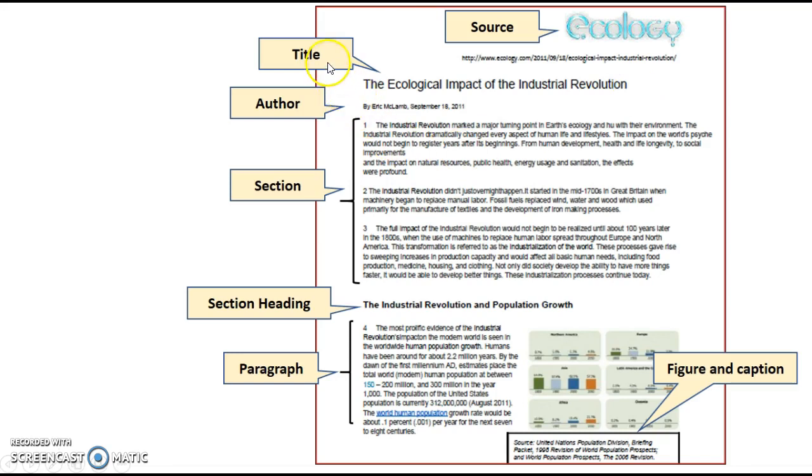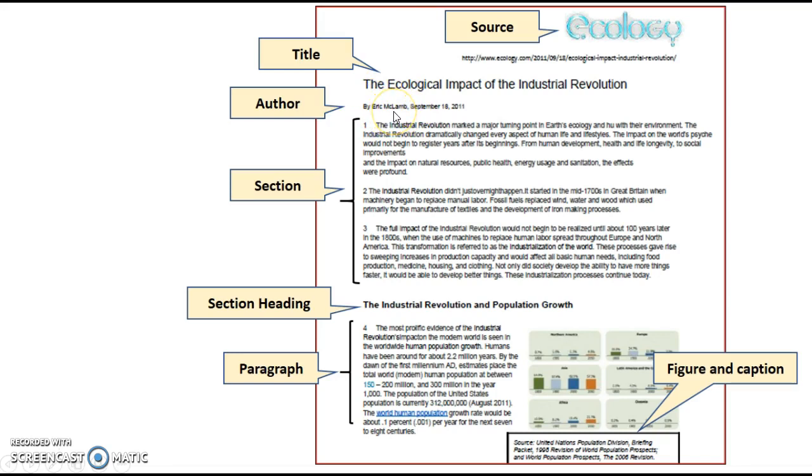The next thing we want to look at is the title. Here, the ecological impact of the Industrial Revolution. So it gives us the topic of the text. What's it going to be about? It's about the Industrial Revolution and its connection to ecology. We need the author, the person who wrote the article, and here we see by Eric McLam.